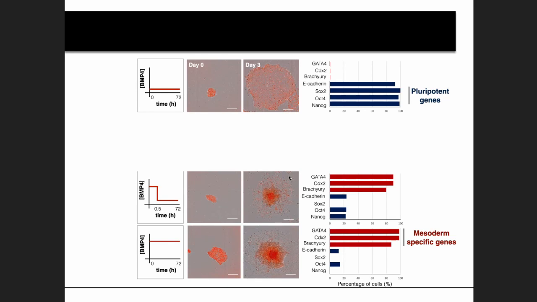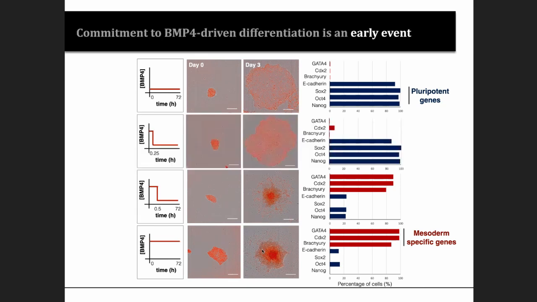And what you can appreciate, hopefully, here is that 3 days later, these cells have changed in morphology. They have upregulated these red genes here, the mesendoderm-specific genes, and downregulated pluripotent genes, exactly the same way as cells that have seen BMP in a sustained manner for 3 days. Now, if the pulse of BMP is any shorter than this half an hour, absolutely nothing happens. The cells continue proliferating away, and all the pluripotent genes are retained.